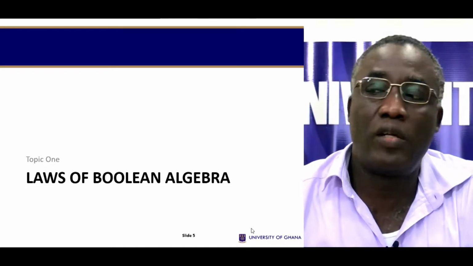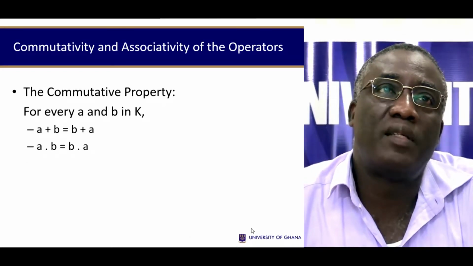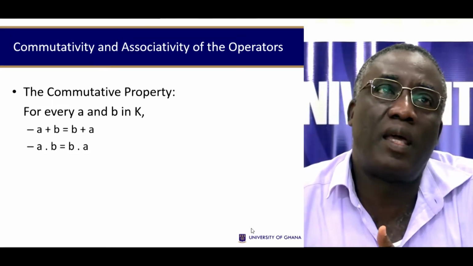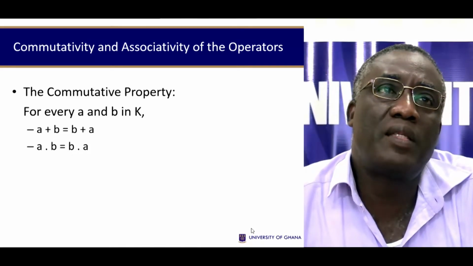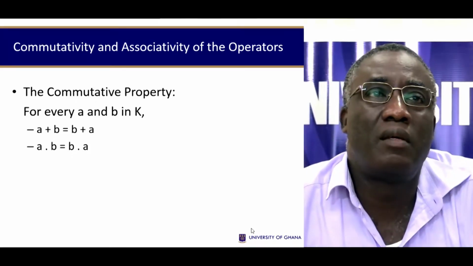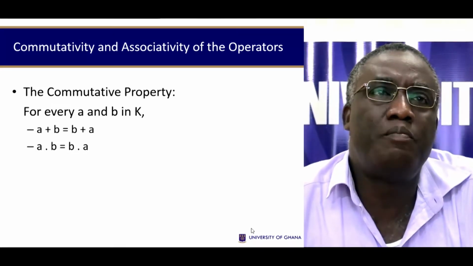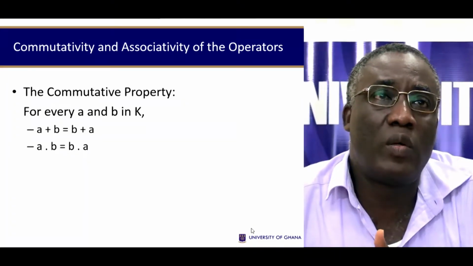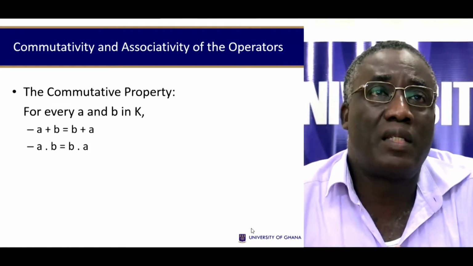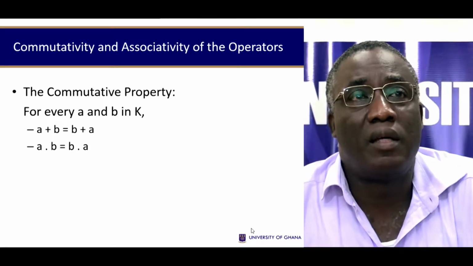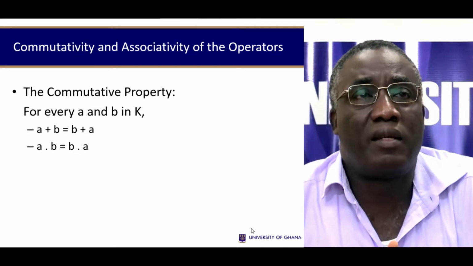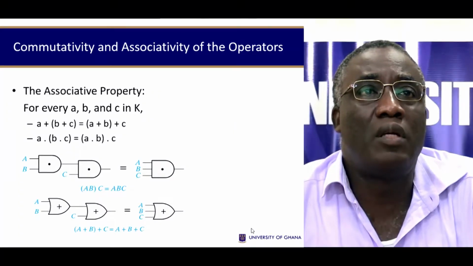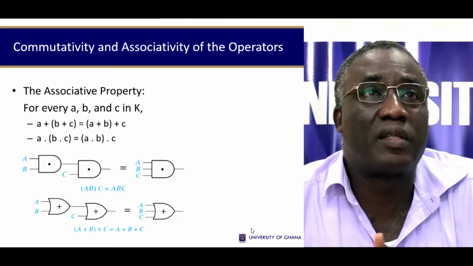So, laws of Boolean algebra. Let's look at the commutative property. So, if you have A and B in a set K, then A plus B is the same as B plus A. And A times B is the same as B times A. So in other words, A or B is the same as B or A. And then A and B is the same as B and A. In other words, it doesn't matter the order in which you do it.